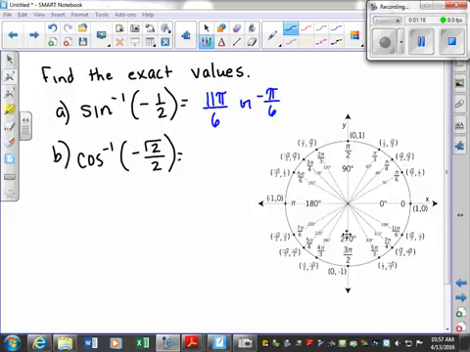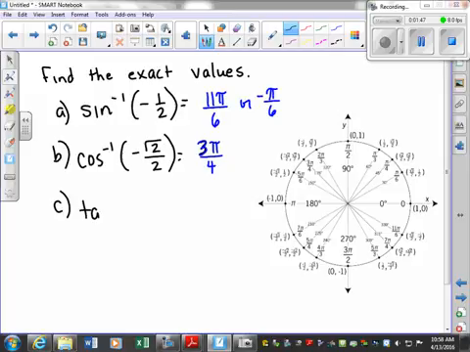Okay, our next one is cosine inverse of negative square root of 2 over 2. So we're going to be in the top region from 0 to pi, whose cosine is negative square root of 2 over 2, which is 3 pi over 4. Good. Let me write that in blue. 3 pi over 4.